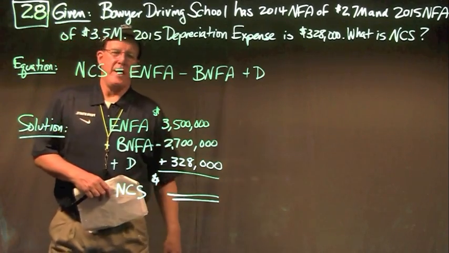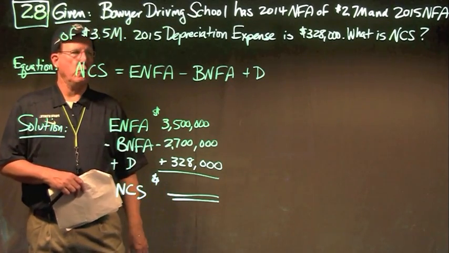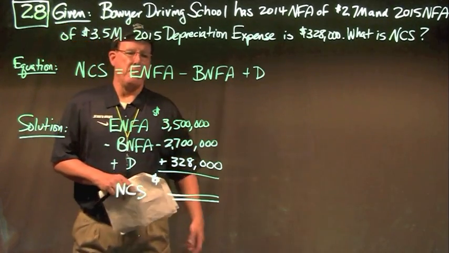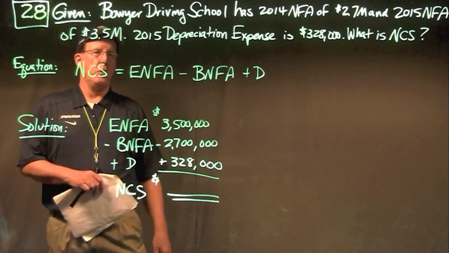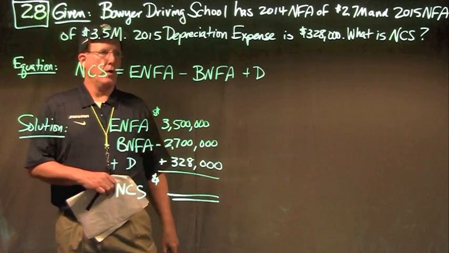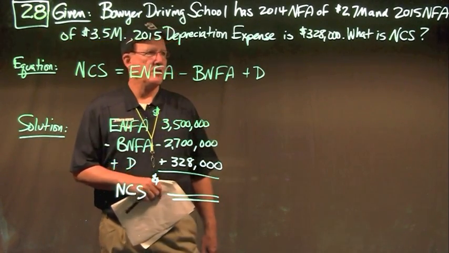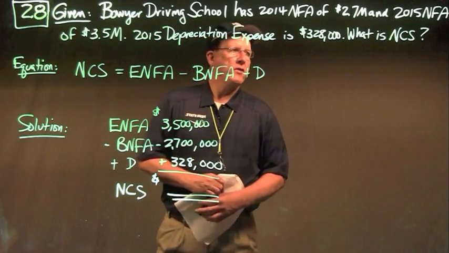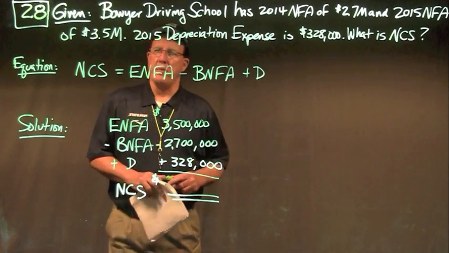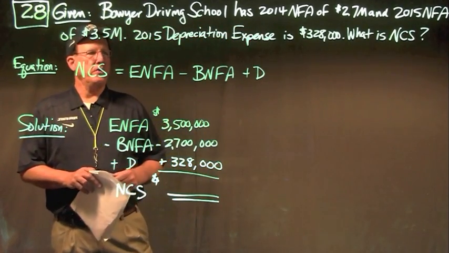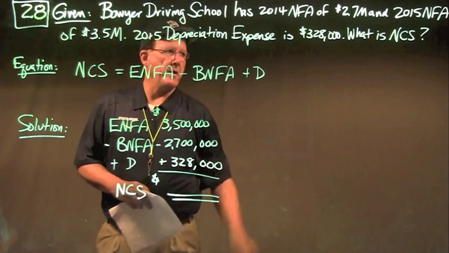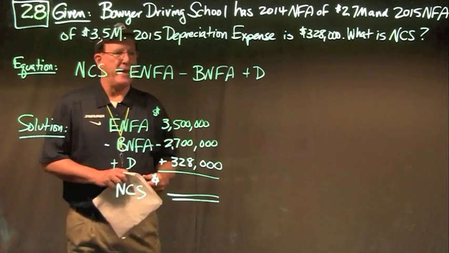In problem 2.8, we have Bowyer Driving School. Now, someone corrected me the other day, says, not Bowyer, silly, it's Boyer, Clint Boyer. Boyer Driving School has 2014 net fixed assets of $2.7 million and 2015 net fixed assets of $3.5 million. Their depreciation expense in 2015 is $328,000. What's the net capital spending?